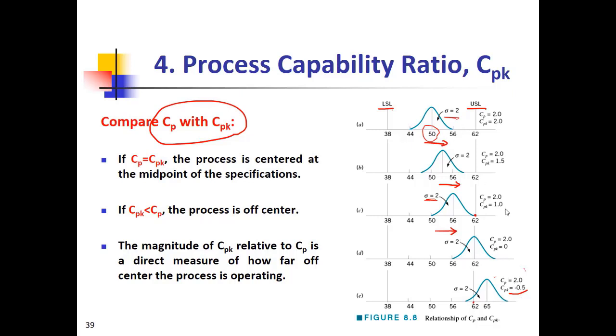So this is the best case. This is the worst case. Ideally, CP equals CPK is the best. Ideally we want to have CP equal to CPK, and this is the ideal case that we have for such a distribution. If CPK is smaller than CP, like all these cases, we have off-center data.